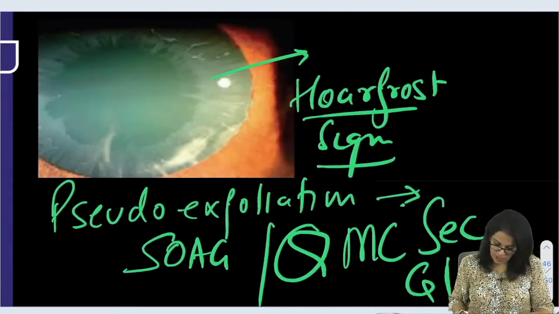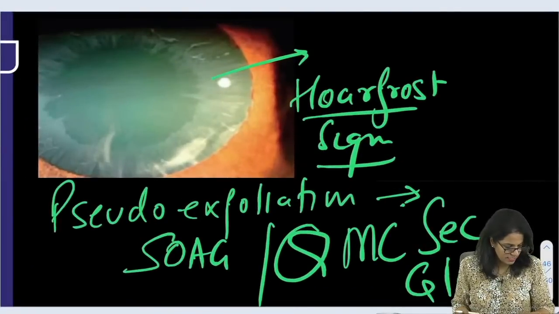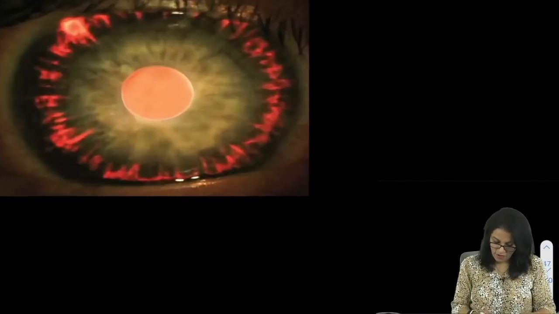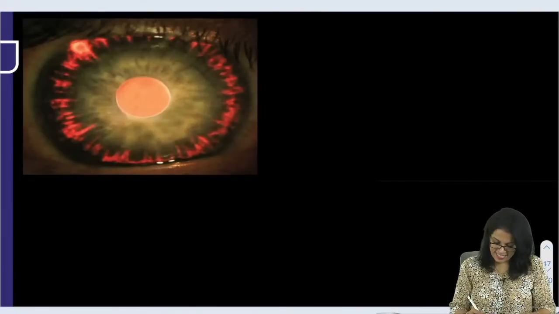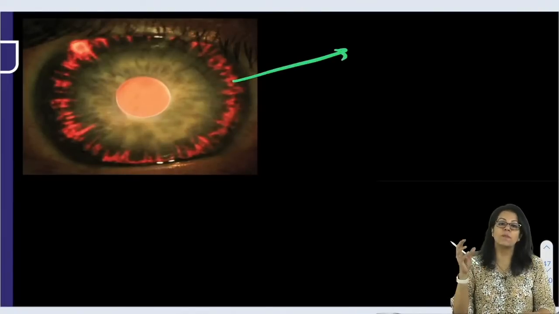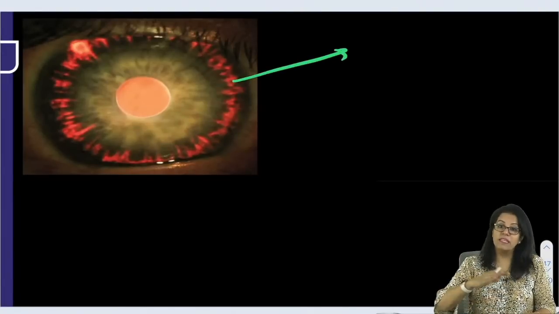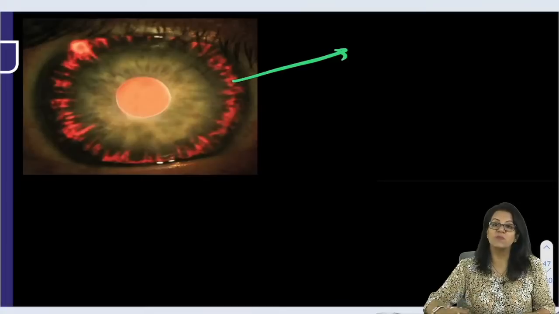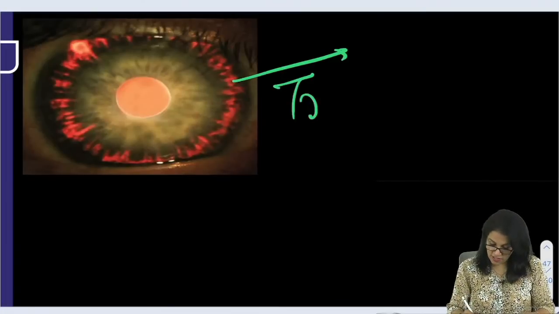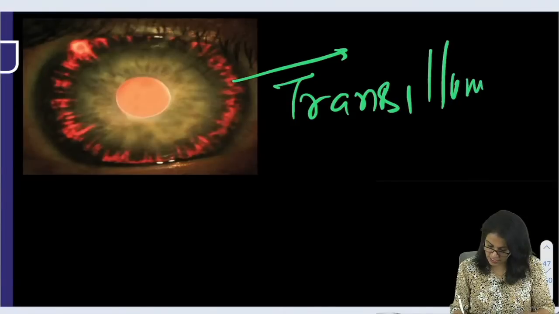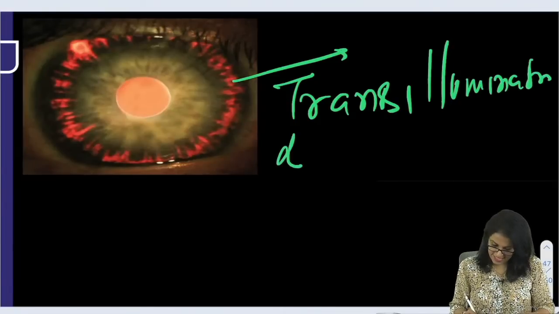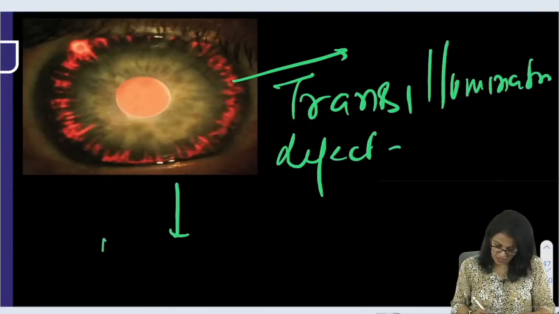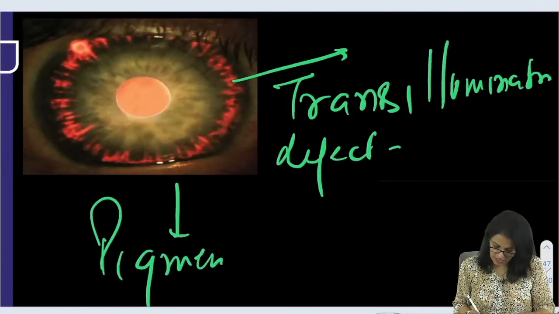Okay, next we talk about this. What are you now looking at? This is so much light passing through the part of the iris because of the pigment dispersion. Now the pigments are not there to block the light. This is what is trans-illumination defect. This is your trans-illumination defect. And where do you see it, all of you? We are talking about pigmentary glaucoma.